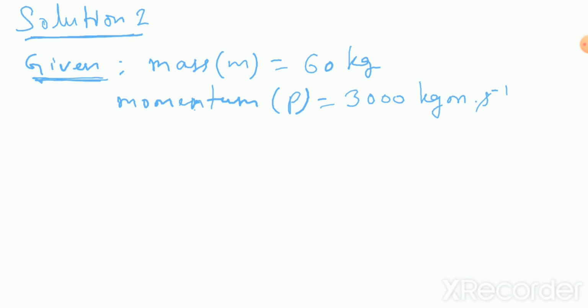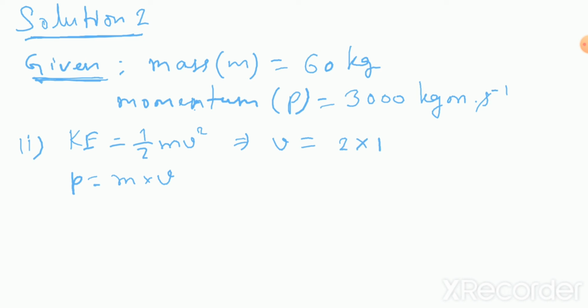Now we have to find the kinetic energy. Can you relate the momentum to kinetic energy? For that, let us do a little analysis. You know that kinetic energy is equal to half mv square. You don't need to do this in your copy, but I am showing it for your better understanding. And momentum is given by mass into velocity. From the expression of kinetic energy, can you write that the velocity is root of 2 into kinetic energy by mass?